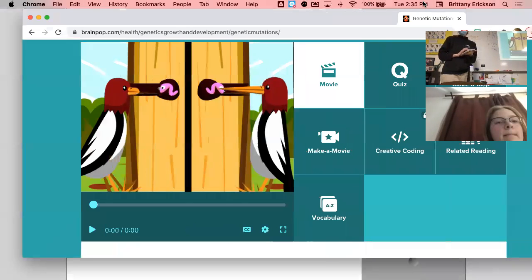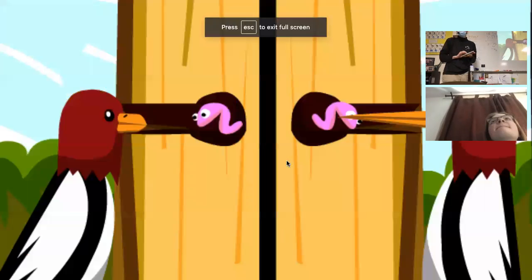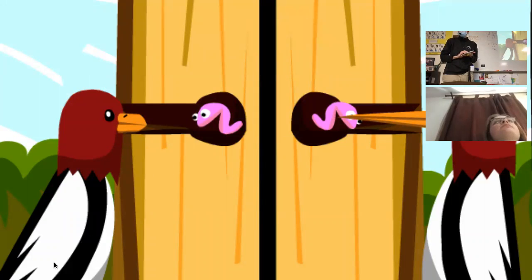Nope, maybe later. So I'm going to show you a BrainPOP here about genetic mutations, and I hope it plays. He's going to show us the BrainPOP. What else? Oh, how come it's not playing? Of course, when there isn't a cover.